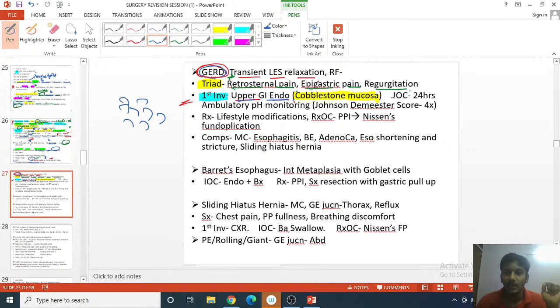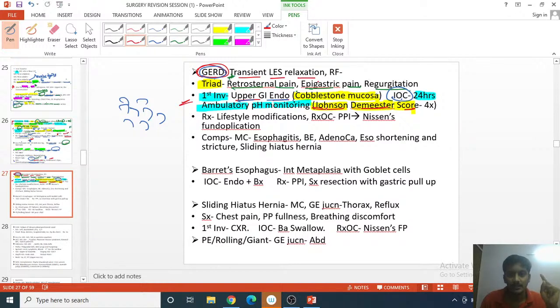Please remember. The investigation of choice, but is not endoscopy. So the investigation of choice for GERD is what? Yes, it is 24-hour pH monitoring. 24-hour ambulatory pH monitoring. Ambulatory means while moving around. Okay, so a pH sensor is just placed. A 24-hour ambulatory pH monitoring is done, and according to it, a score is given, and that score of GERD is known as the Johnson-DeMeester score. So please remember the name at least.